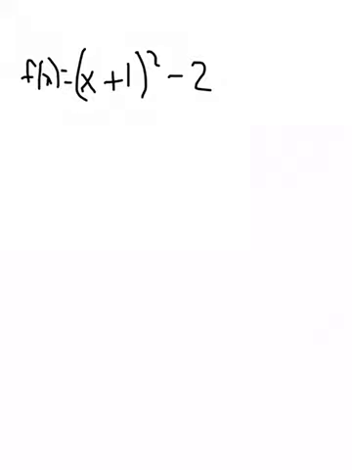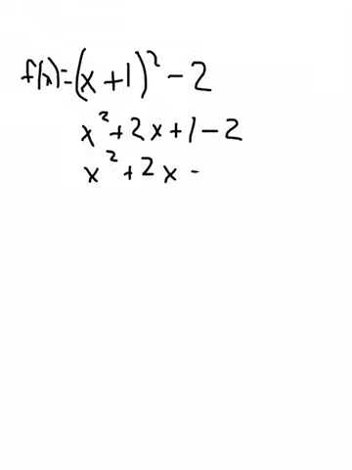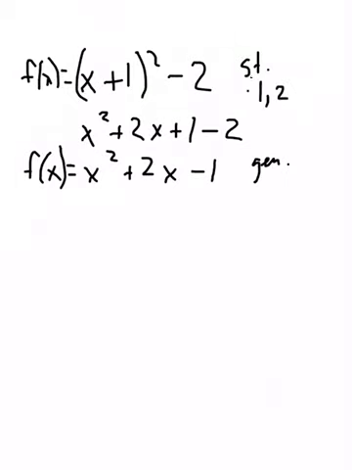So let's start by squaring x plus 1. x plus 1 times x plus 1 is x squared plus 2x plus 1. Then we'll subtract our 2. We get x squared plus 2x minus 1. So these two polynomials are the same. These two functions are the same. We have the function in standard form and in general form. Notice here the vertex that we see would be negative 1, negative 2.